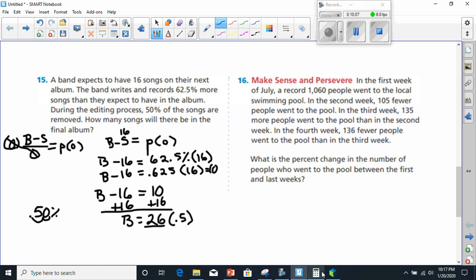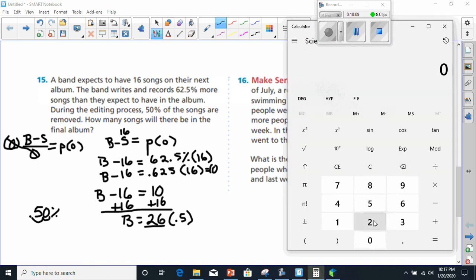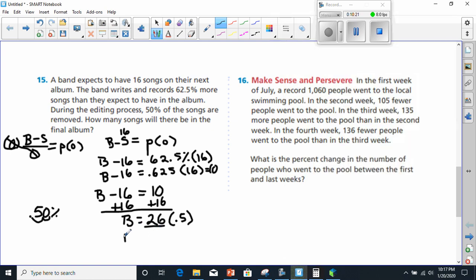In either case, we could say that 26 times 0.5 will give us 13. So B has to be equal to 13. So there will be 13 songs in the first album.